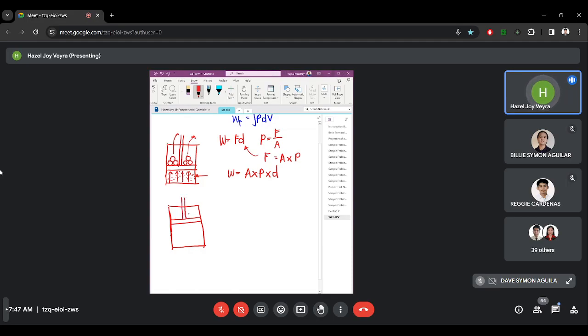And we only have now 4 pebbles. So mas gumaan na siya. And we have here the molecules and everything. But we still have the pressure acting on the piston.